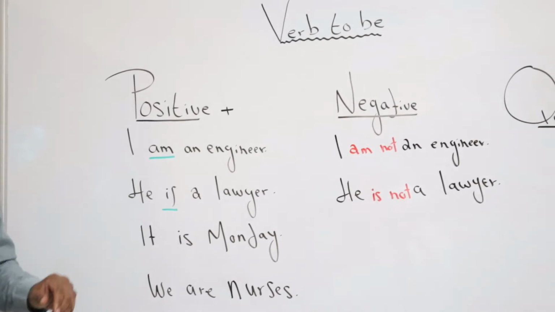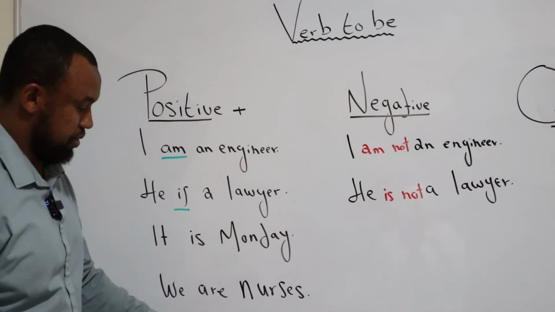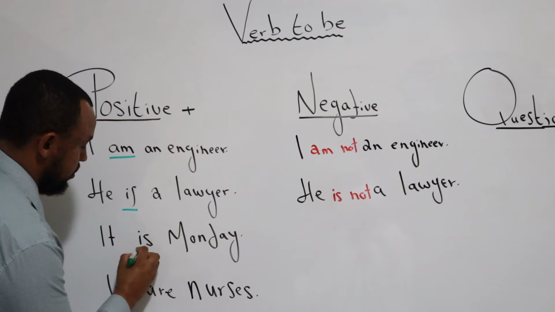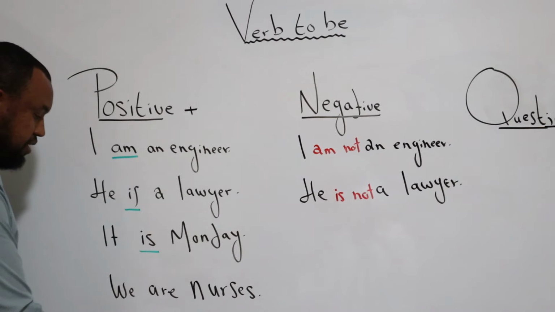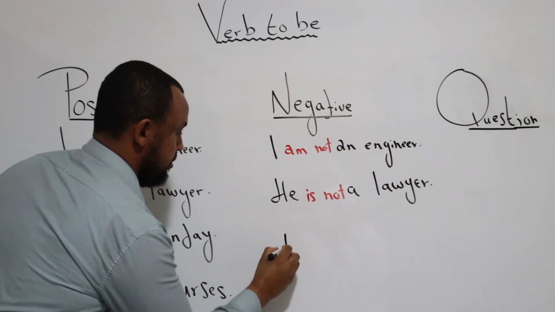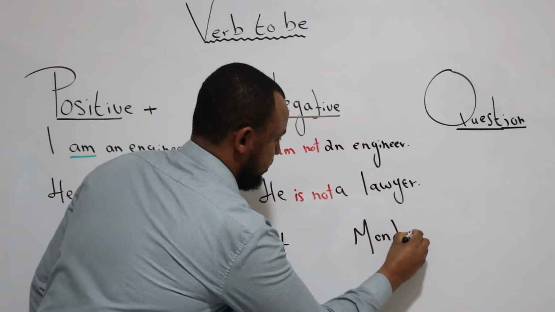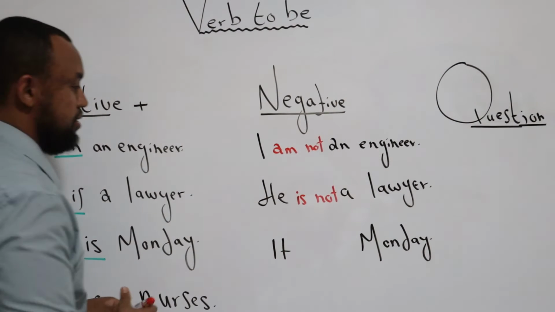Fantastic. Now, let's look at the next example. It is Monday. Like today, it is Monday. What is the verb to be? Once again, is. Okay? And we said we use is with things that are non-human. Okay? Fabulous. Let's do the negative. So, it, Monday. All right, what do you think? It is not Monday. All right, it is not Monday.